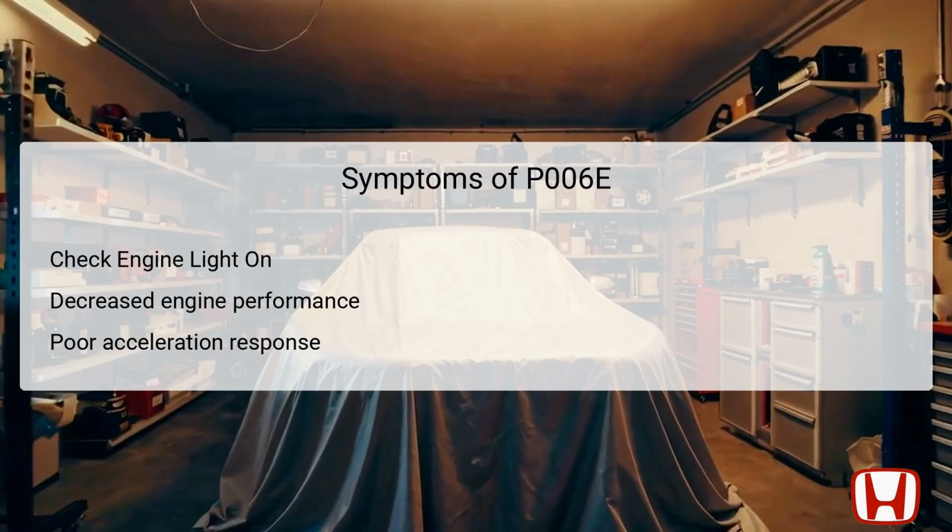When DTC P006E is active, several symptoms become apparent, impacting the driving experience. The most immediate is the illumination of the check engine light on the dashboard, signaling that the PCM has identified a malfunction in the vehicle system.